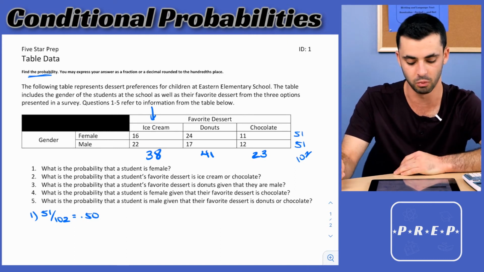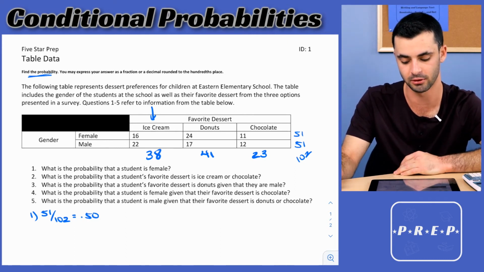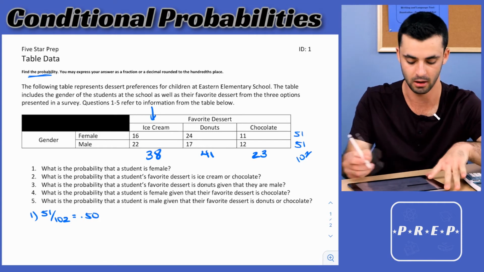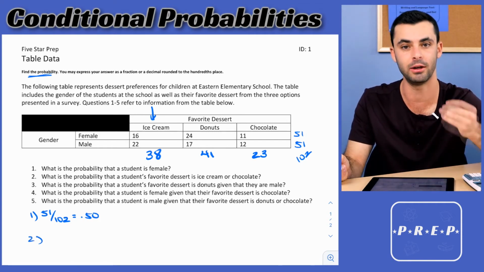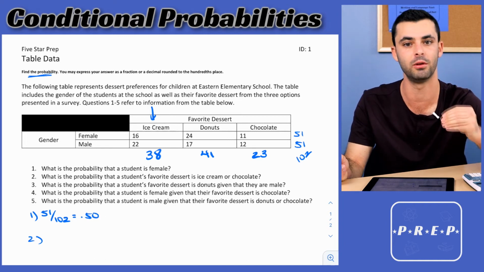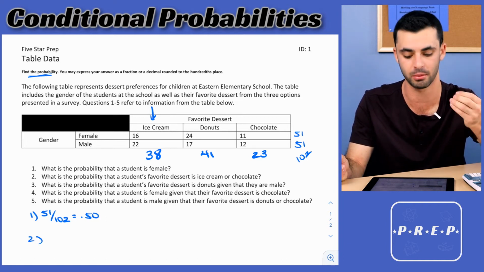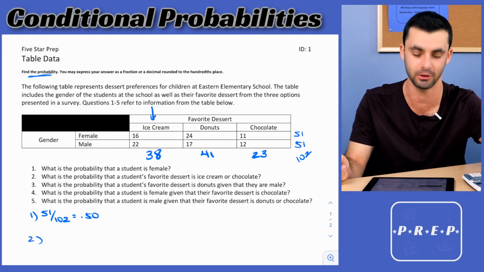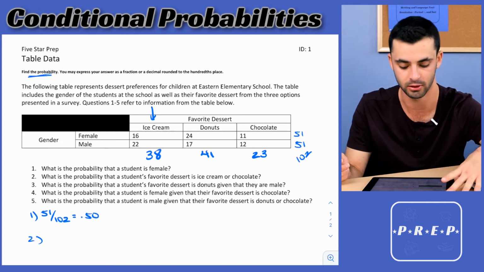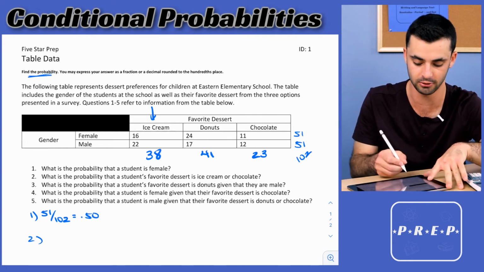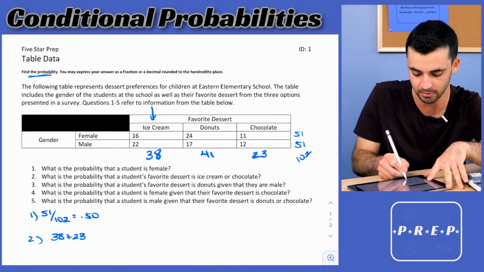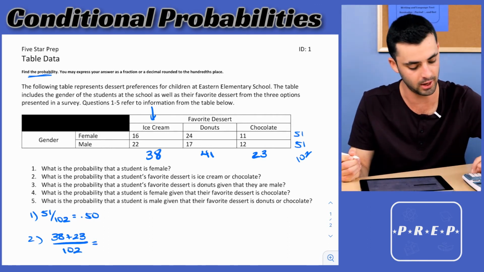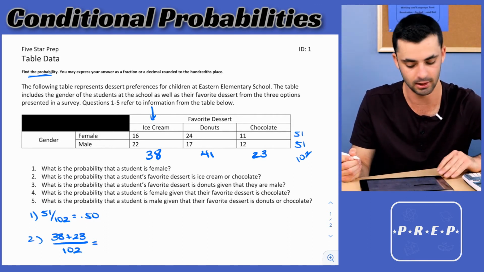What about question 2? It says, what is the probability that a student's favorite dessert is ice cream or chocolate? All right, so here we want to figure out how many students preferred ice cream or chocolate. Whenever you see the word or, that means we want to add up the probabilities of how many liked ice cream as well as chocolate. So here, how many students liked ice cream? Well, that is 38. How many students liked chocolate? 23. So that's my numerator, and then we're going to put it over the total number of students, which is 102. 38 and 23 is 61.